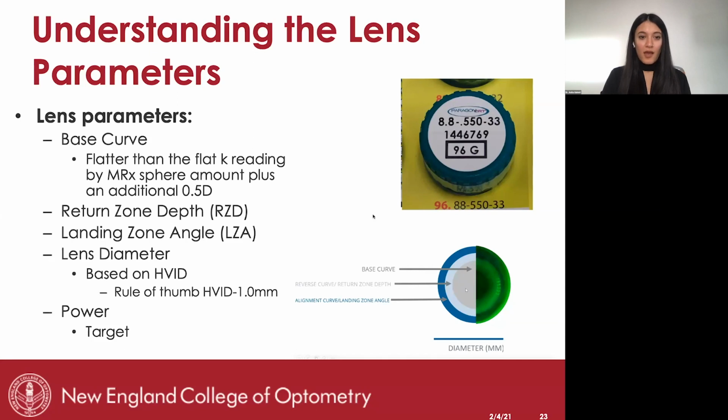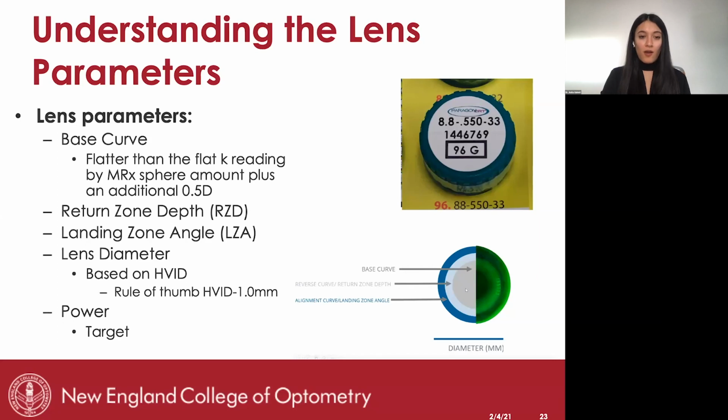And then they have the second curve, which is your reverse curve. They call this the return zone depth. So that's the Paragon term. Other companies call this the reverse curve or secondary curve. There are different names that are used. So that's this curve here. It's the sagittal depth. And then we also have our landing zone angle, so our edge lift, if you will. That very last curve, the alignment curve, is called the landing zone angle, and that's responsible for your edge lift.